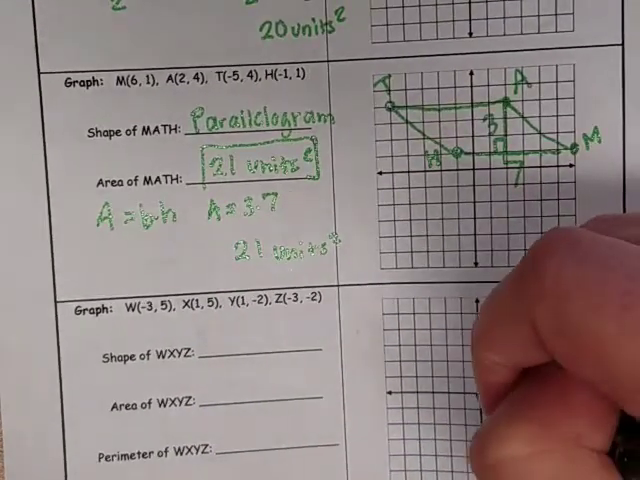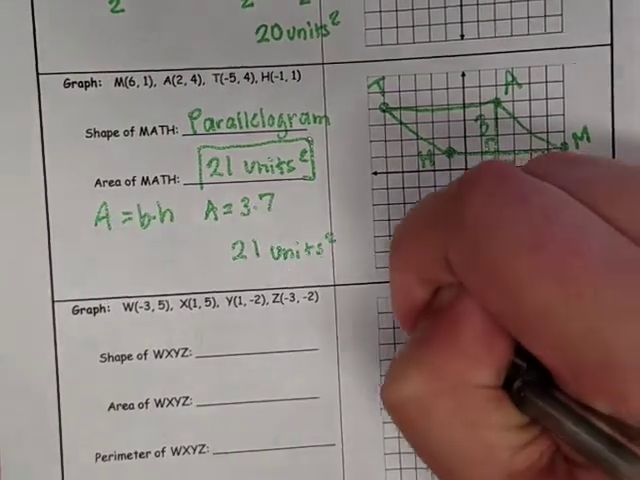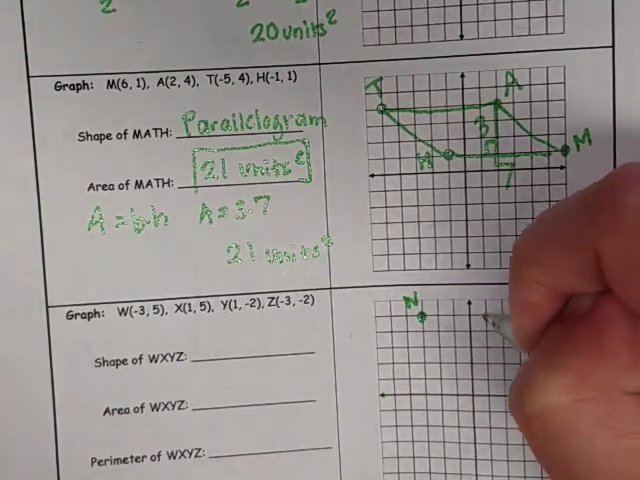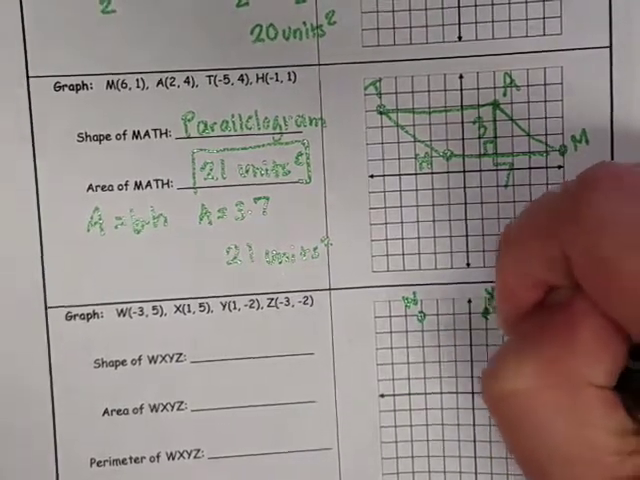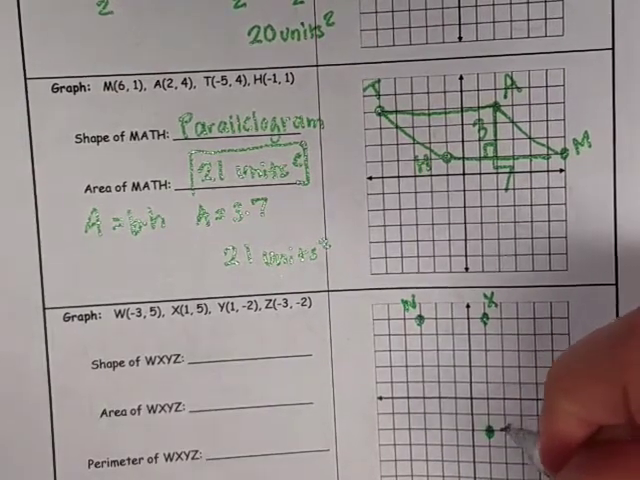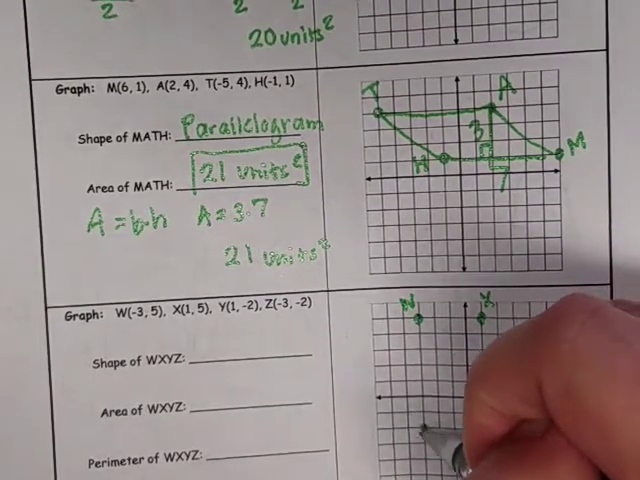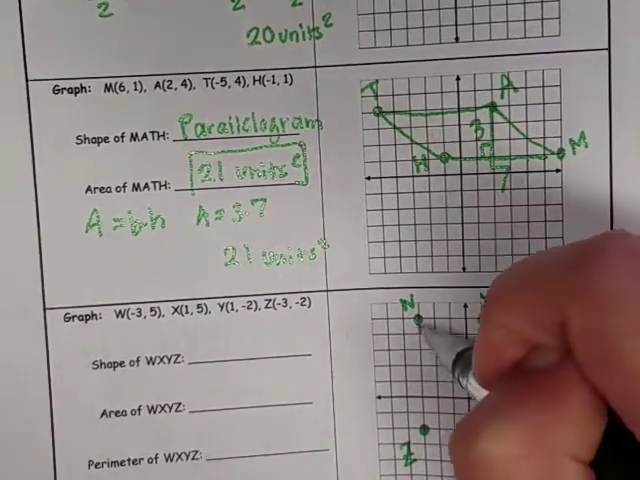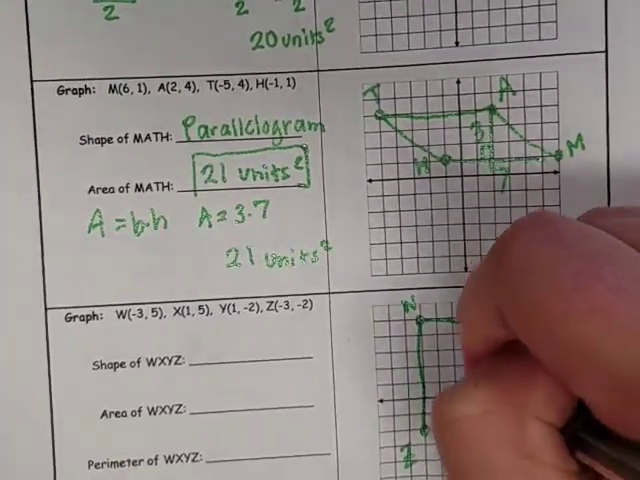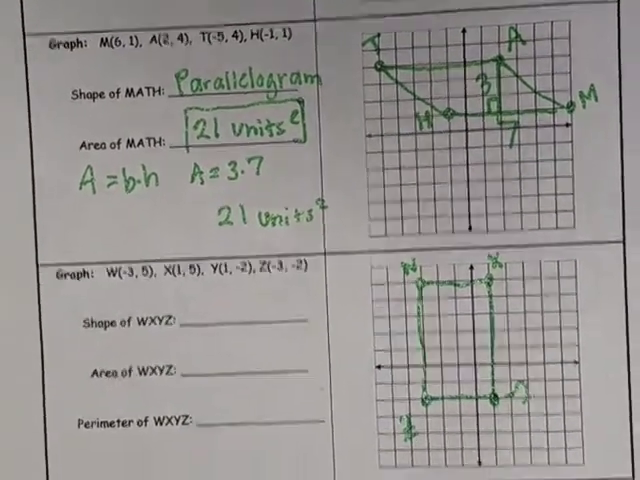W is negative 3, 5. 1, 2, 3, 1, 2, 3, 4, 5. X is positive 1, 5. Y is positive 1, negative 2. And Z is negative 3, negative 2. And then I'm going to plot my points, or graph the lines and connect them to the points. And it looks like I make a nice rectangle.